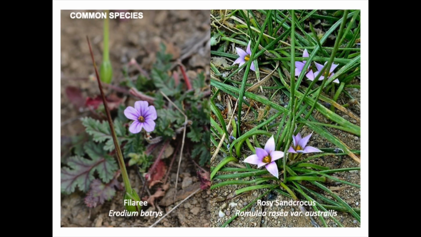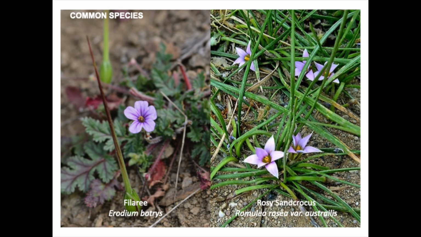I showed you the fruits of the storksbill, the filaree, right? Those are the ones that get those crazy spiraled seeds. We have several species in this group. It's the geranium family. They all have pinkish purple flowers. And then this one over on the right is one of my favorite non-natives. I think it's quite pretty. This is actually in the iris family, rosy sand crocus.